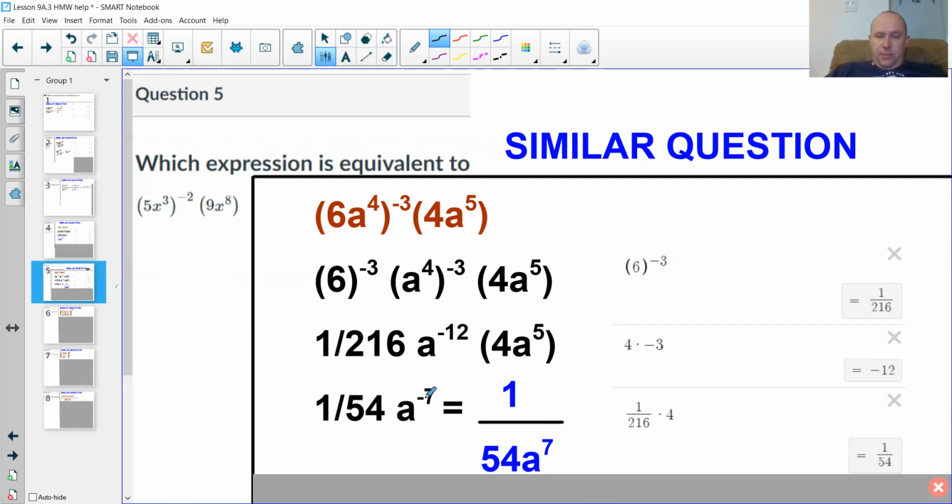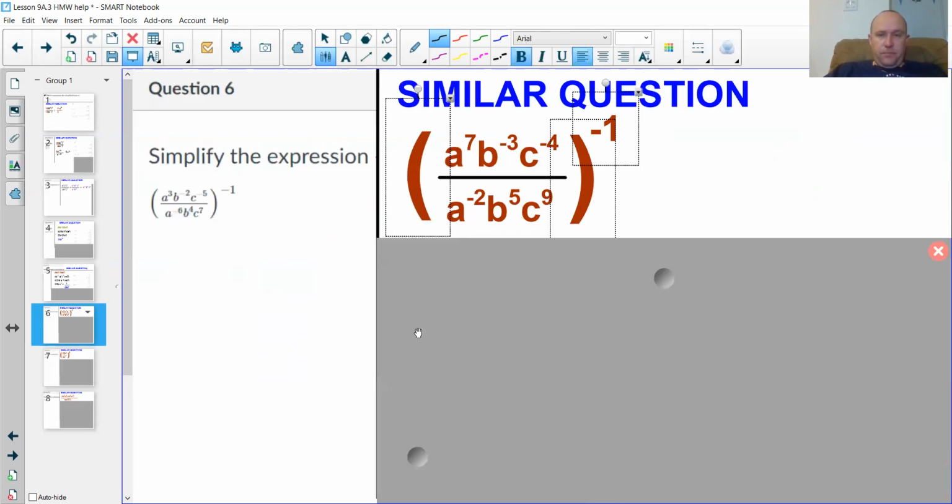And remember, for negative exponents, we're just going to bring them to the bottom and we're going to make them positive. So we change the position and make it positive. Don't forget to do both when you've got negative exponents.